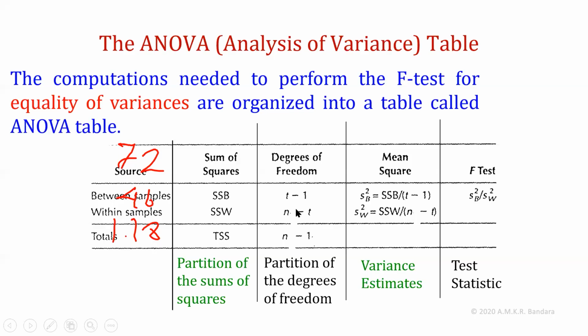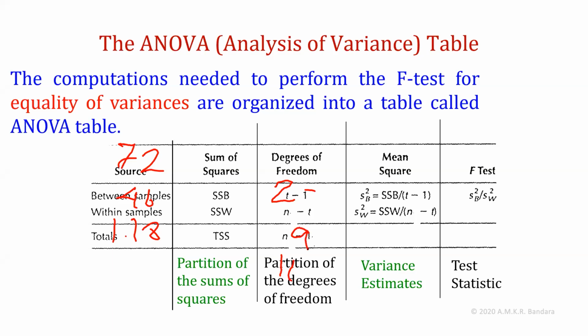Now degrees of freedom, as we calculated, we had three groups. So t equal to 3, 3 minus 1 is 2. So between sample degrees of freedom is 2, and in total we had 12 observations. Then 12 minus 1 is 11, so total degrees of freedom is 11. Then within sample degrees of freedom is 11 minus 2, which is 9.